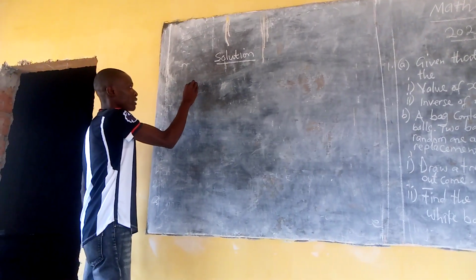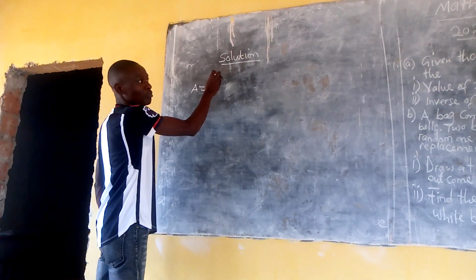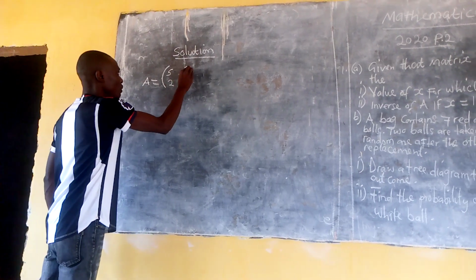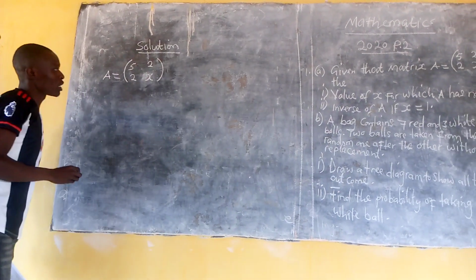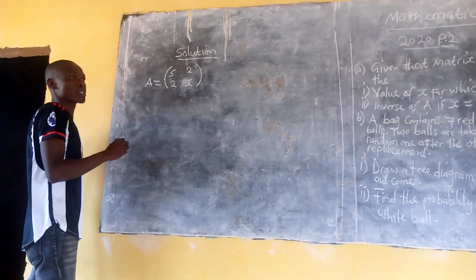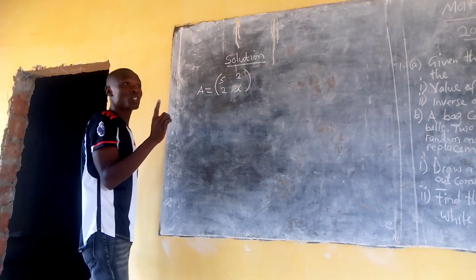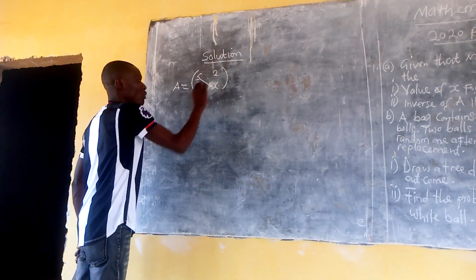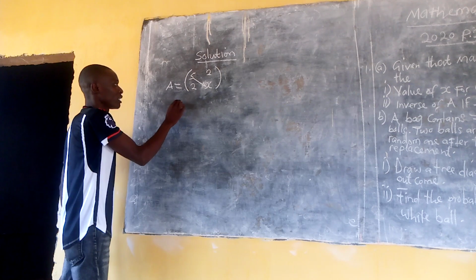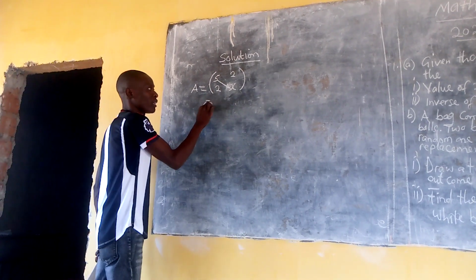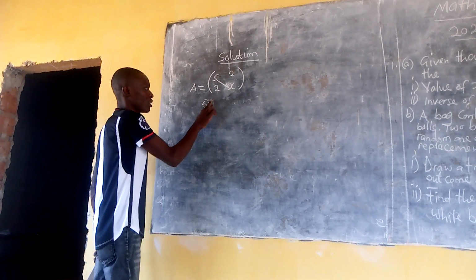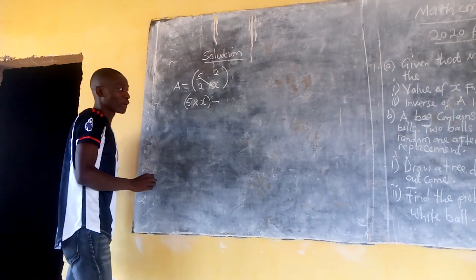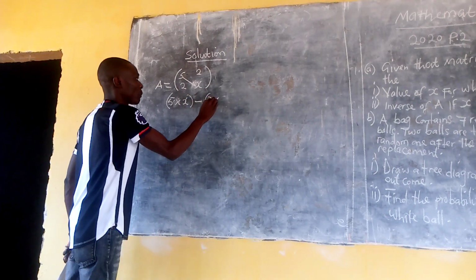So matrix A is given by 5, 2, and then 2, X, like that. Now we are finding the value of X. In this case, we're going to equate to 0. So this 5 is going to multiply with the X, so it will be 5X, minus 2 multiplied by 2.